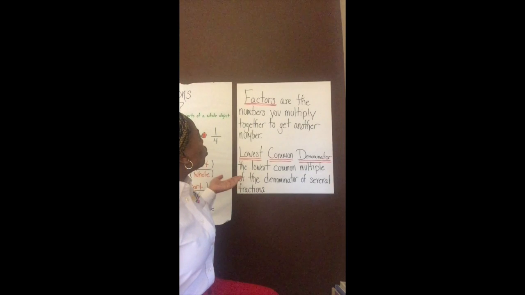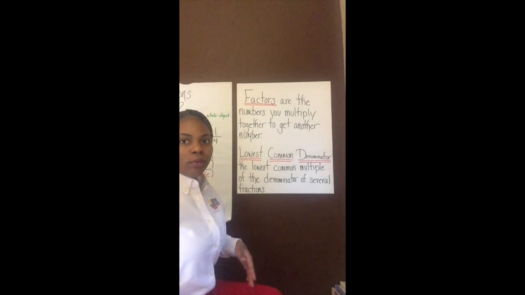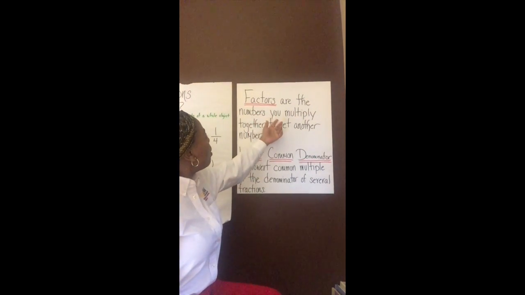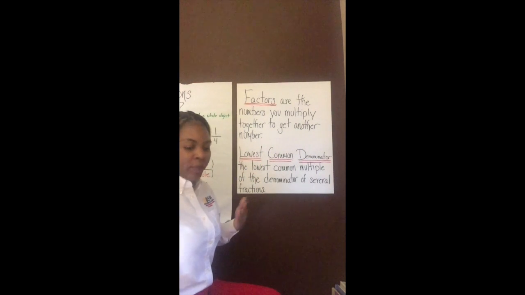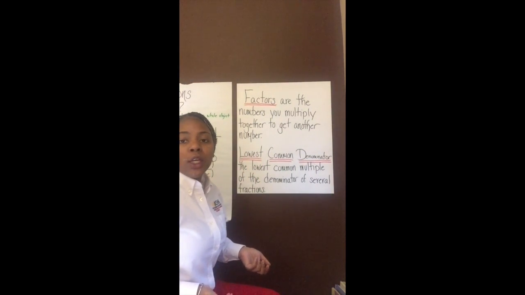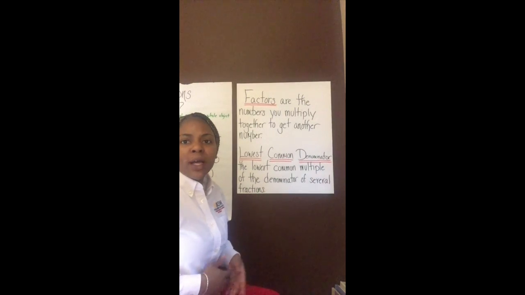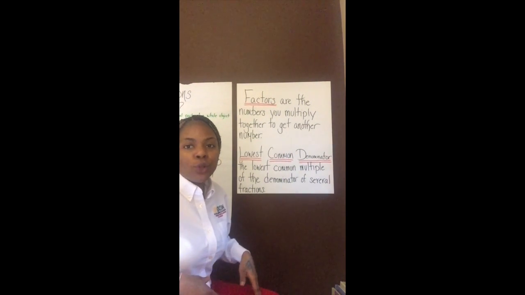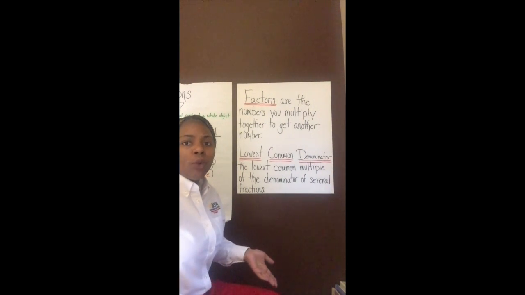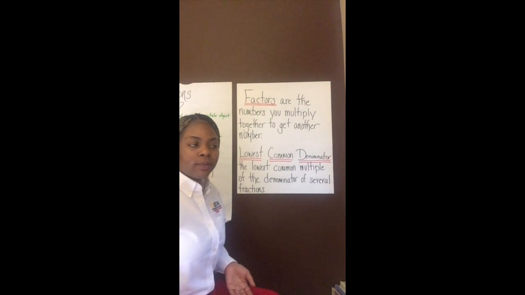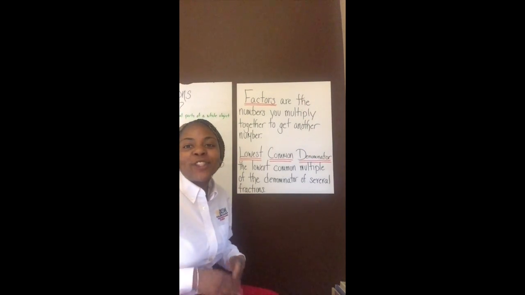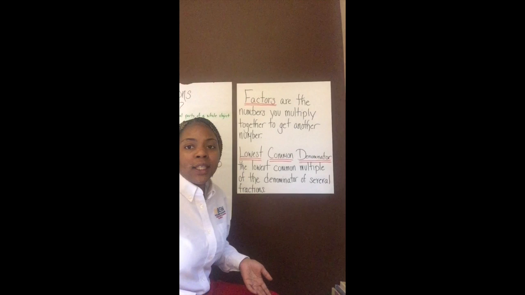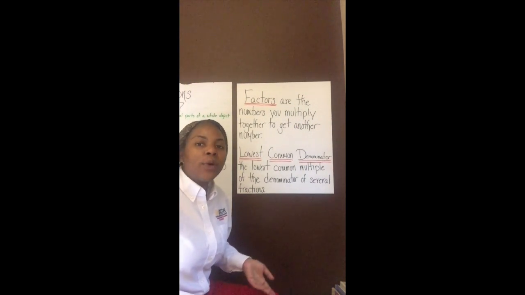And factors are the numbers you multiply together to get another number. I'm going to read that again for you. Let me slow it down also. Factors are the numbers you multiply together to get another number. And an example would be 2 times 2. When you multiply 2 times 2, you get what? 4. Yes, you get 4. So that means 4 is a factor of 2. Another example, when you multiply 4 times 4, what do you get? 16. Yes, you get 16. And that means that 16 is a factor of 4.